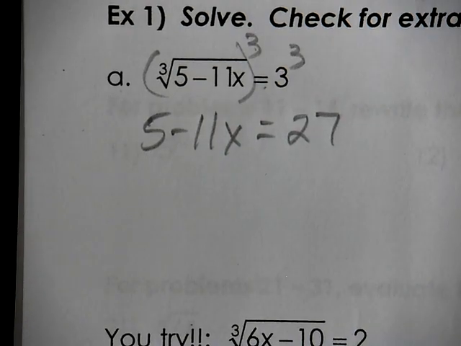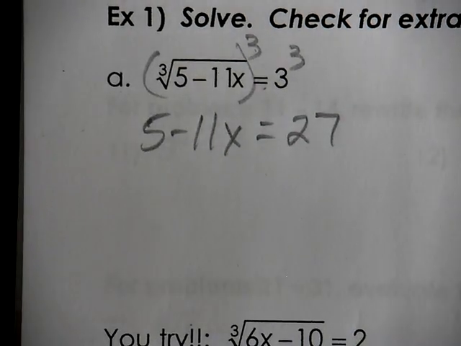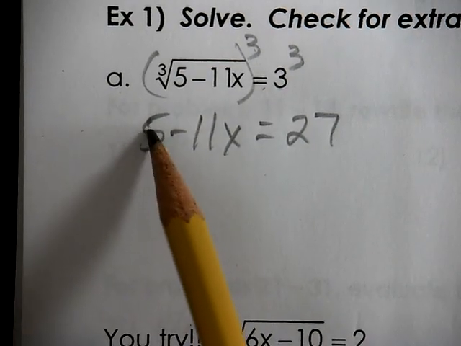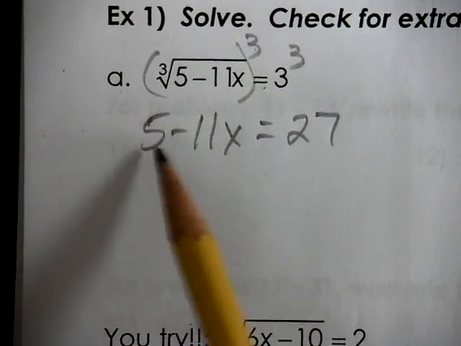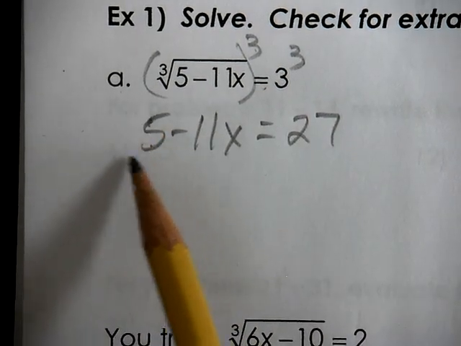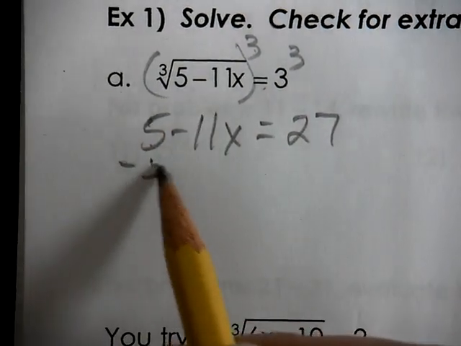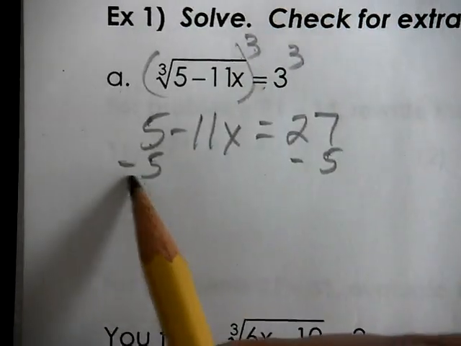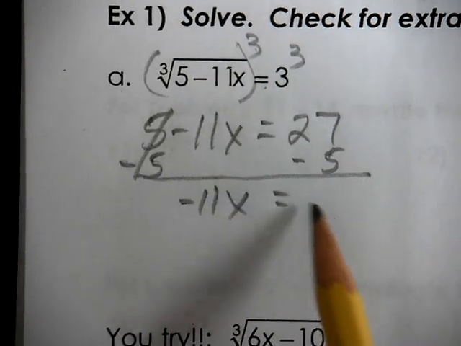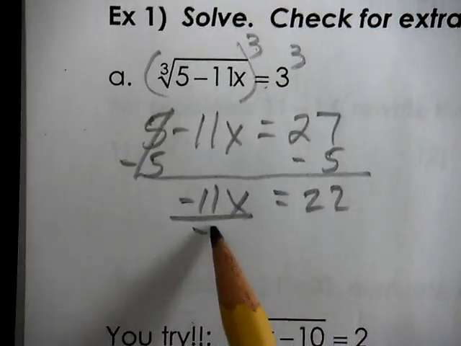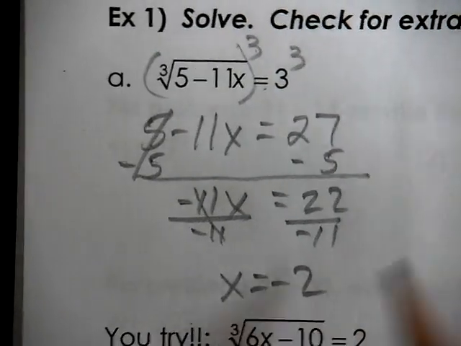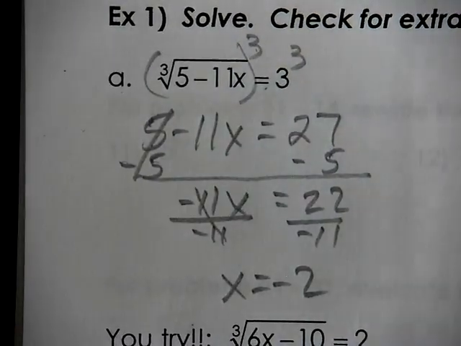Now you have to pay attention to how we're going to get the x by itself. You first need to move the 5. You cannot subtract the 5 and the 11. They're unlike terms. But the 5 and the 27. The 5 is a positive number, so we're going to subtract the 5 over. That gives us negative 11x equals 22. And by dividing, we'll get negative 2.